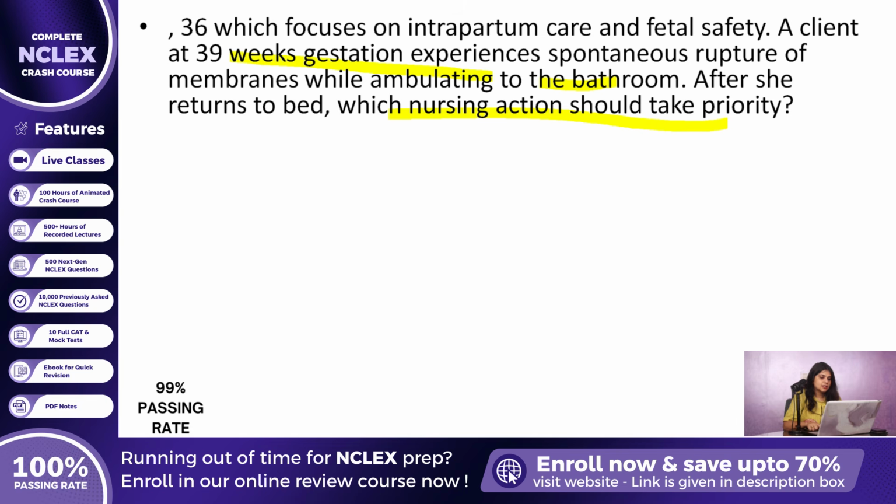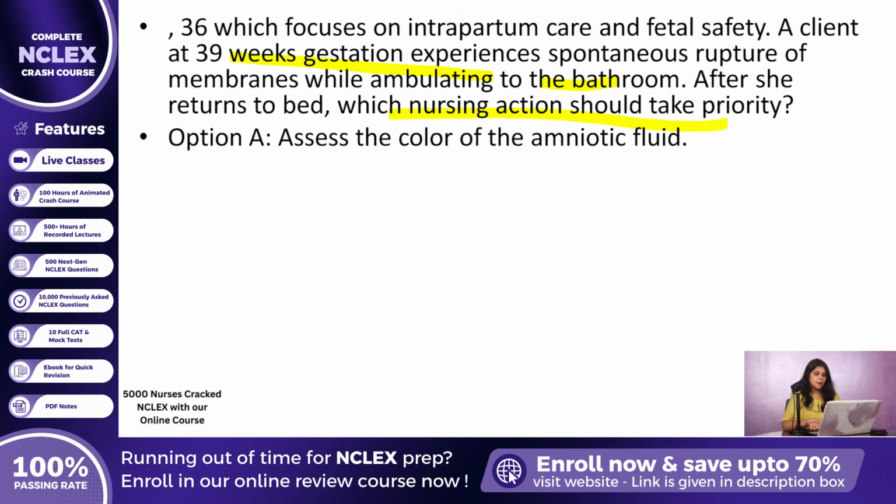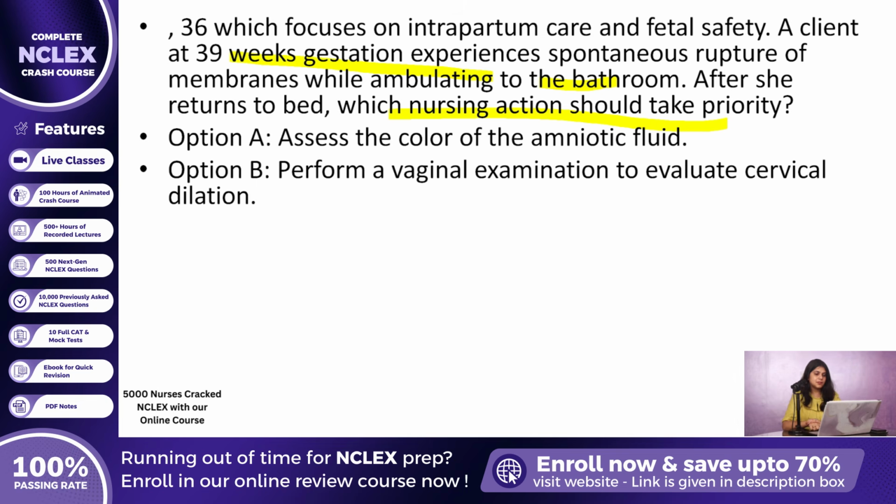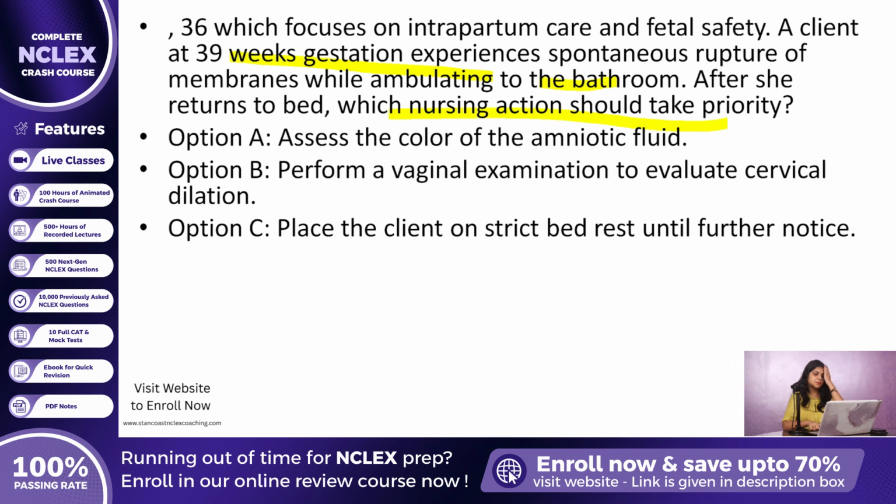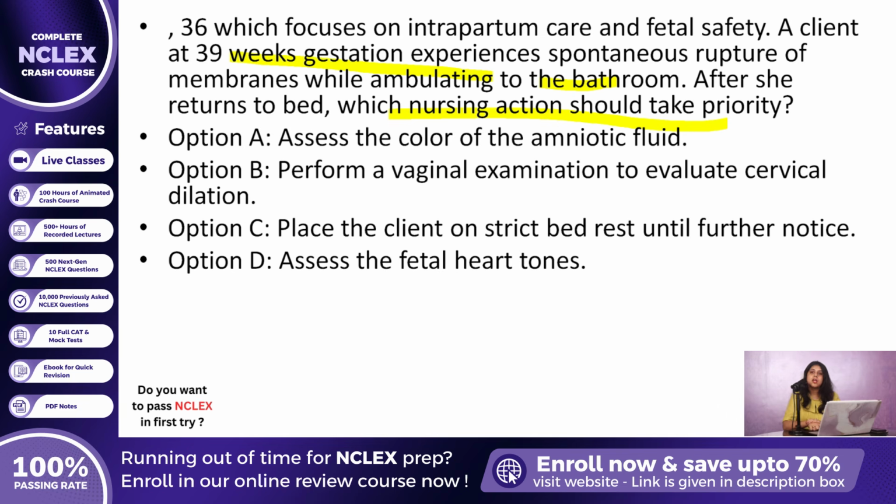Option A, assess the color of the amniotic fluid. Option B, perform a vaginal examination to evaluate cervical dilation. Option C, place the client on strict bed rest until further notice. Option D, assess the fetal heart tones. The correct answer is option D, assess the fetal heart tones. Let us understand why this is the immediate nursing priority.